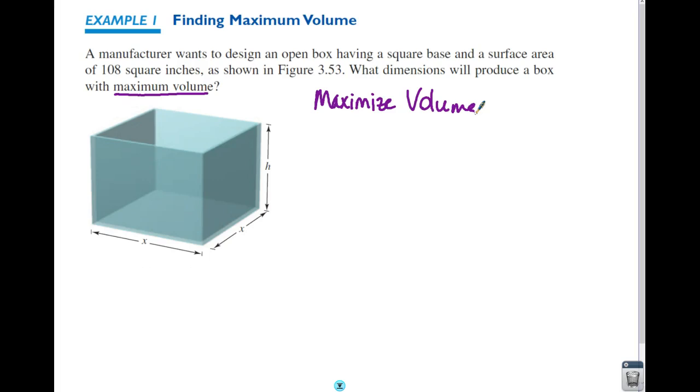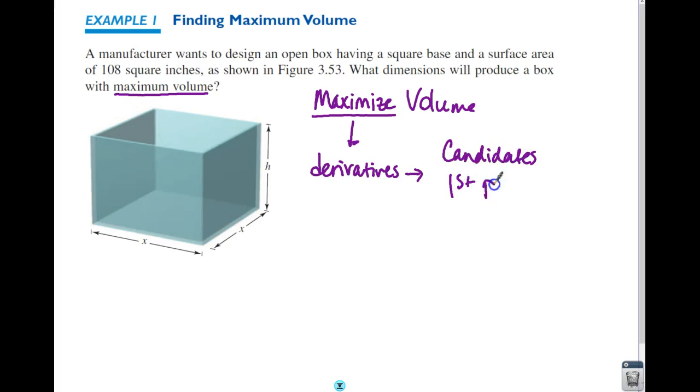Square box, okay? Whenever we maximize anything, think back to last unit. How did we find the maximums or minimums of a function? We had to look at our derivatives. And then we could use one of three tests essentially to find the actual maximum and minimum values. You could use the candidates test. You could use the first derivative test, or even the second derivative test. With the candidates test, you're looking at all of the critical numbers and the endpoints.